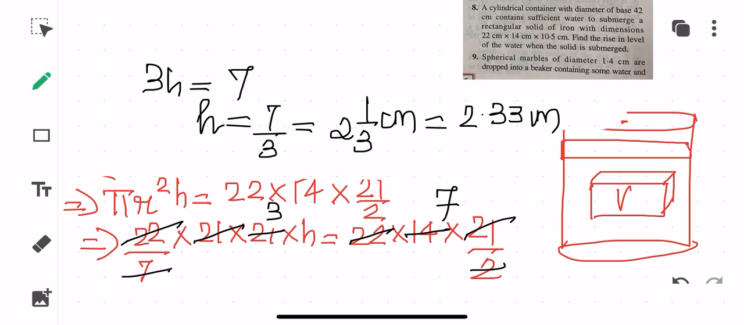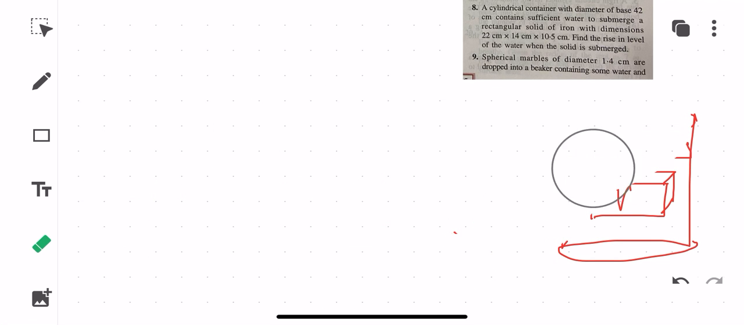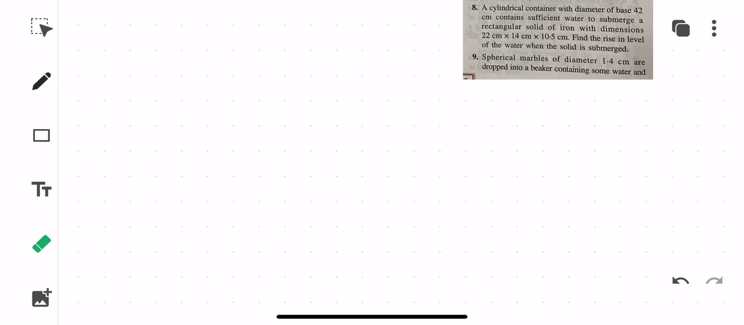We will now move to question number 9, children. So what is there in question number 9? We'll just look into it. Question number 9 says: spherical marbles of diameter 1.4 centimeter are dropped into a beaker containing some water and are fully submerged. The diameter of the beaker is 7 centimeter. Find how many marbles have been dropped if the water rises by 5.6 centimeter.